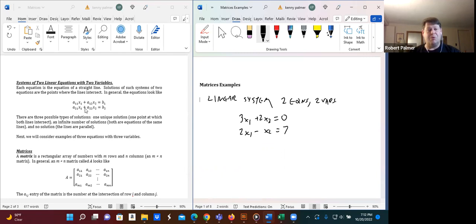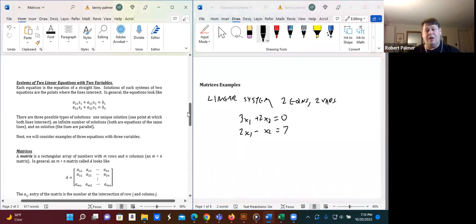In general, it looks like this, where you have two variables, x1 and x2, and two equations. In front of each variable in each equation, you have a possibly different coefficient, a different number. And then on the right-hand side, you have a different number on the end. So for our first equation, our constant a11 is 3. Our constant a12, also here, as we'll see, the first number in the subscript means the row, and the second number means the column. Our constant a12 is 2, a21 is 2, and a22 is -1. And then our b1 is 0, and our b2 is 7.